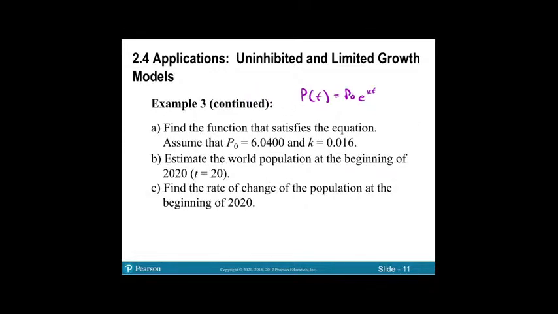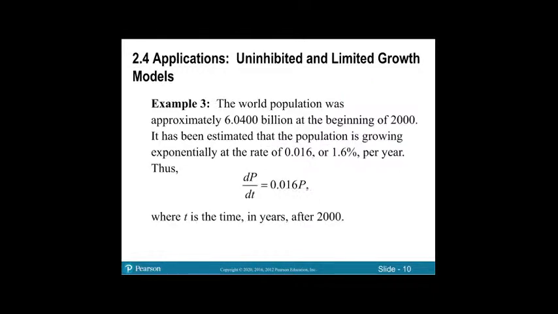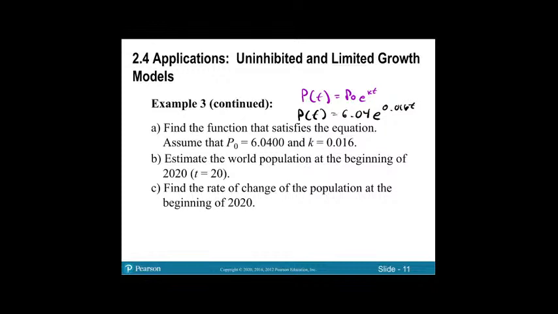Okay, so that's just a direct use of the theorem, and we can confirm by taking the derivative. So then we should have P of T is going to be P naught, which is 6.04, e to the 0.016 times T. If we were to take the derivative, 0.016 times P is correct, right? Okay, so that should be the first one.